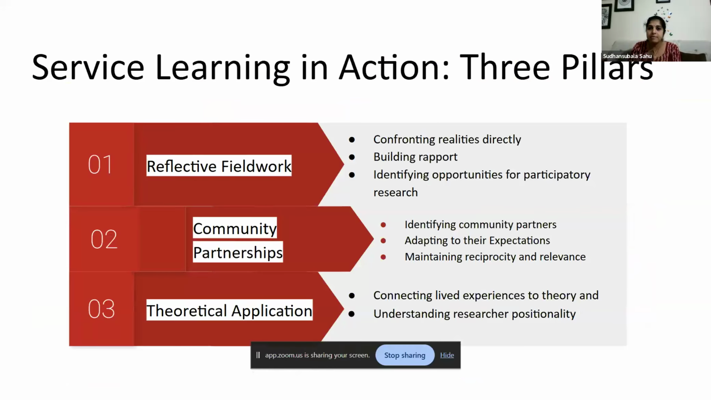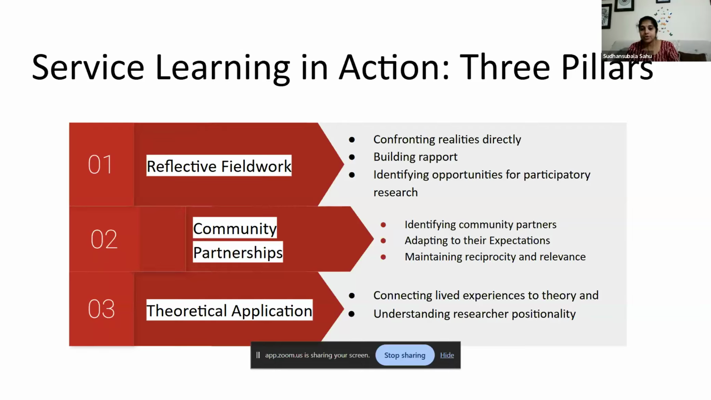And these were the three main pillars when we were looking at service learning in action. First one was the reflective field work. So this was the first time that students were actually confronting realities directly, instead of reading them in research articles or textbooks, right? And since they were directly participating with the community organizations and communities themselves, they had to develop the skill of rapport building, which is again a very essential component in research. And through this kind of an exposure, they were identifying opportunities for participatory research.